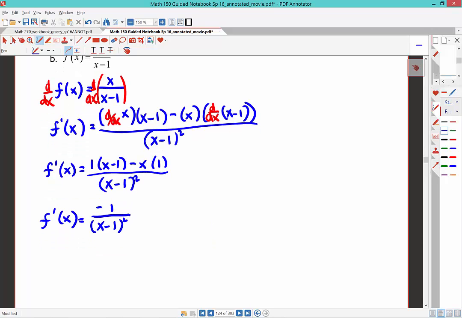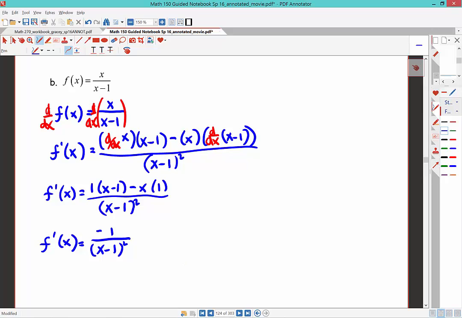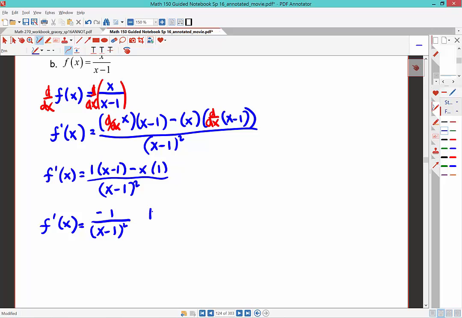And this one, do you see, is not going to have any real zeros, right? So this is what I'm thinking: we don't want to use a second derivative test on this because there's no critical numbers. The number that we're going to use to divide the interval is going to be 1, because that yields a vertical asymptote. So, no real zeros for f prime.